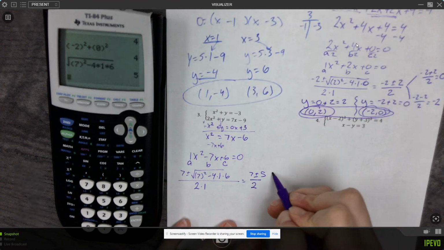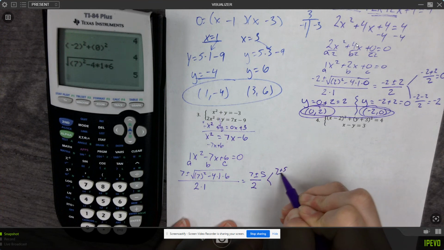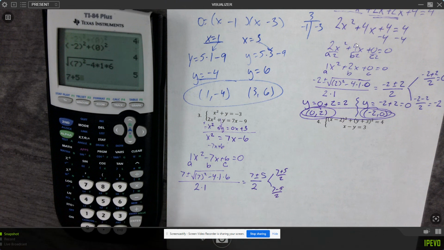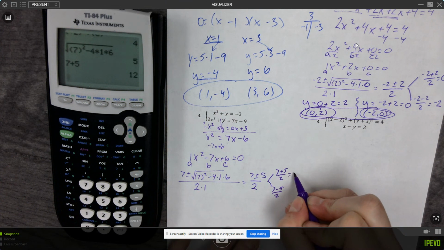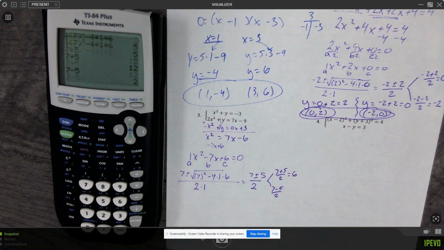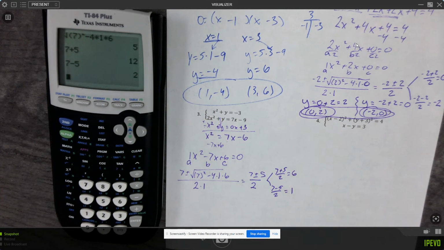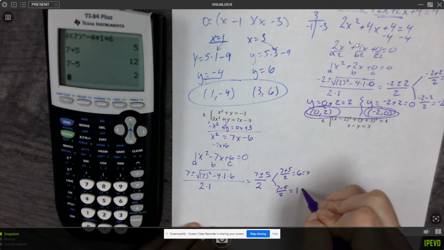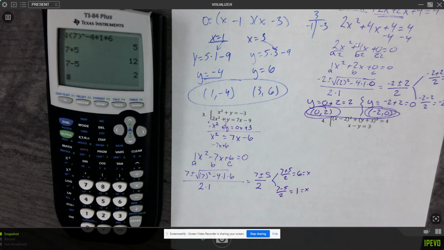So where you got your two answers. 7 plus 5 over 2 and 7 minus 5 over 2. 7 plus 5 is 12. 12 divided by 2 is 6. 7 minus 5 is 2. 2 divided by 2 is 1. Those are your two x values. Factoring people, those should be your two x values. Now take those and plug them in.